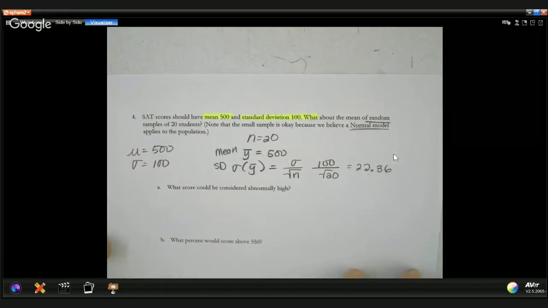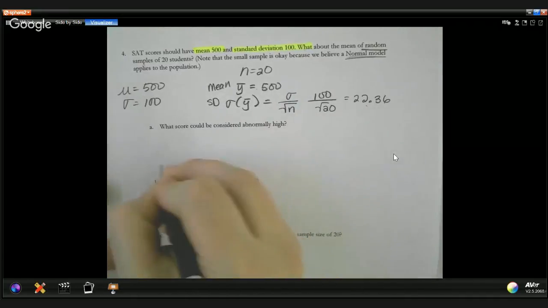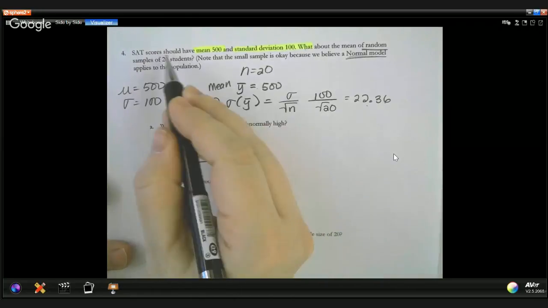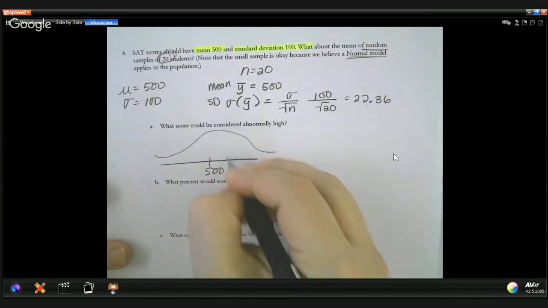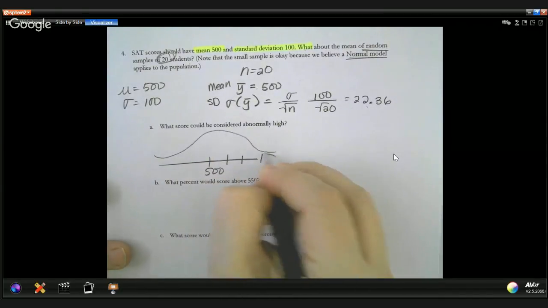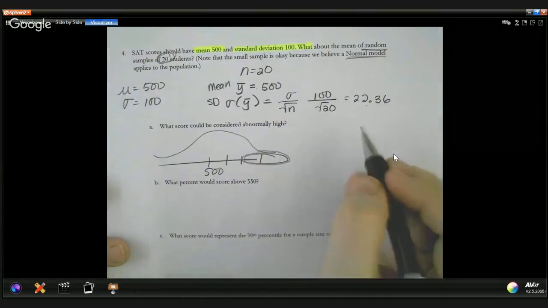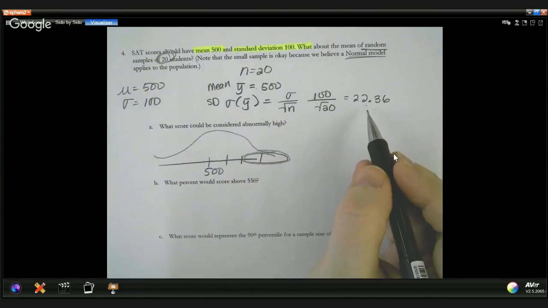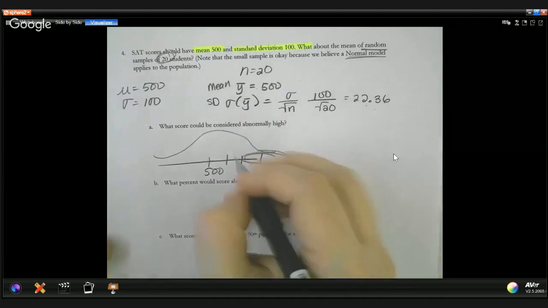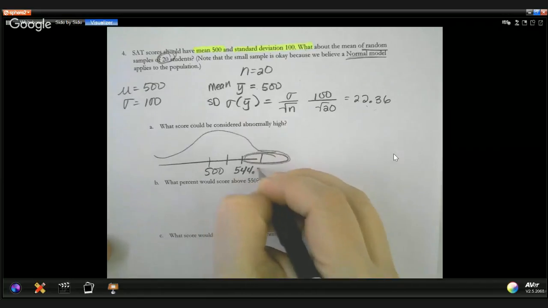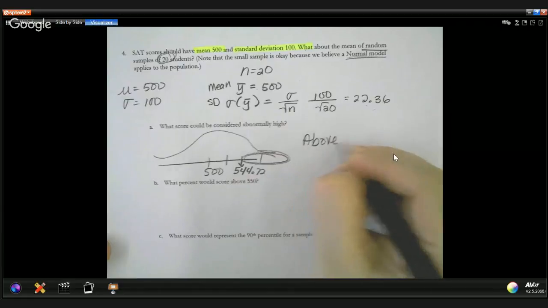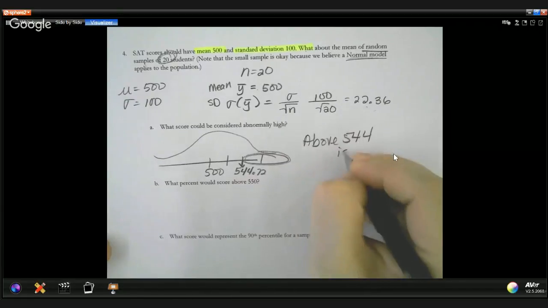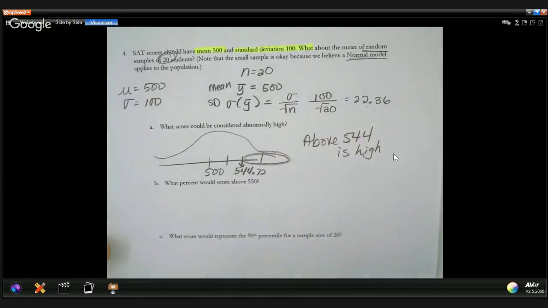What scores would be considered abnormally high? Well, for a sample size of 20, my mean's 500, and abnormally high, I would say is 2 to 3 standard deviations above. So you can actually just add this 22.36, which is 544.72, right, for the second one. I would say anything above 544 is high. And it's high because it's 2 standard deviations above.